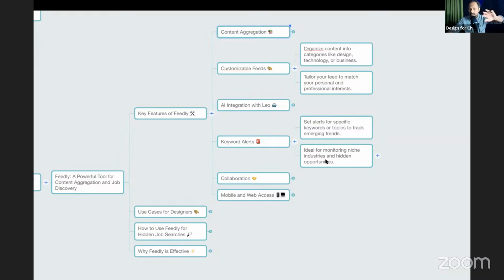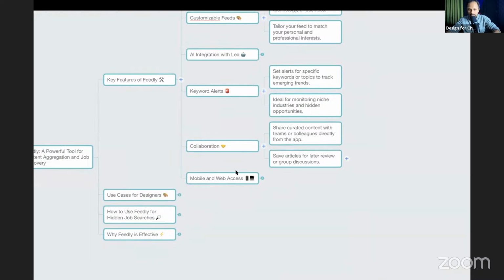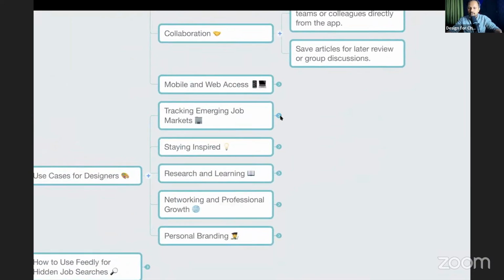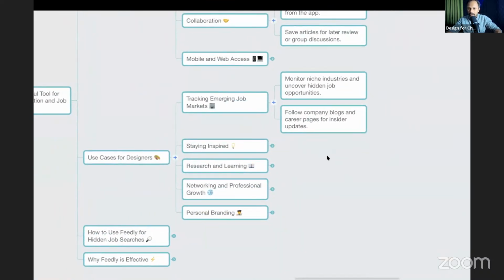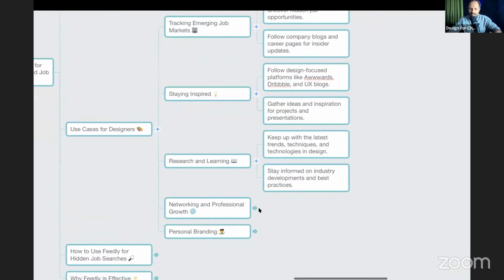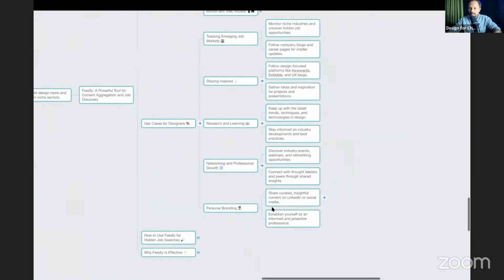There are many tools like this, but I'm just giving you small information. You can also use the collaborative options. The use case for designers is that you can track the emerging job market. People say, "Jagdish, I'm feeling AI will take over, I'm feeling industries are getting volatile." You will never get this problem. You will stay inspired, find all the learning materials inside your blog, your network will grow, and you will be able to do far more personal branding, guys.